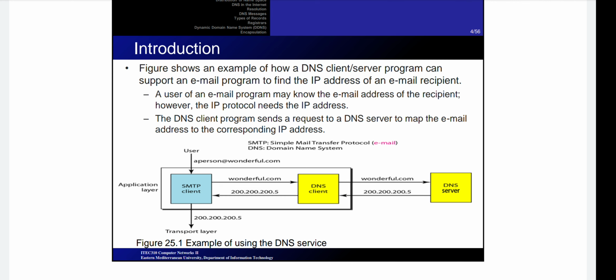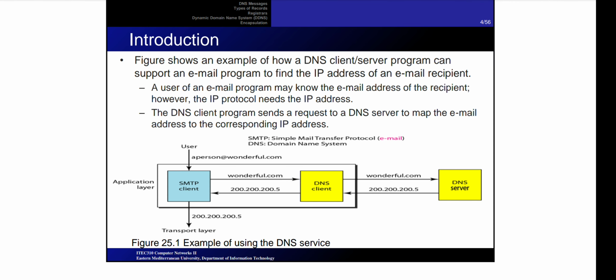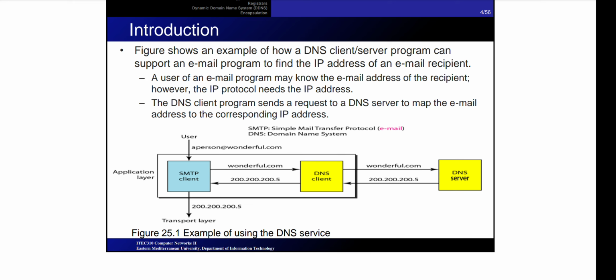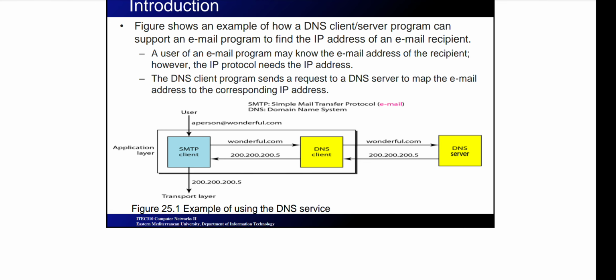This figure shows how a DNS client-server program can support an email program to find the IP address of the email recipient. A user of the email program may know the email address of the recipient. However, the IP protocol needs the IP address. Next, the DNS client program sends a request to the DNS server to map the email address to the corresponding IP address.